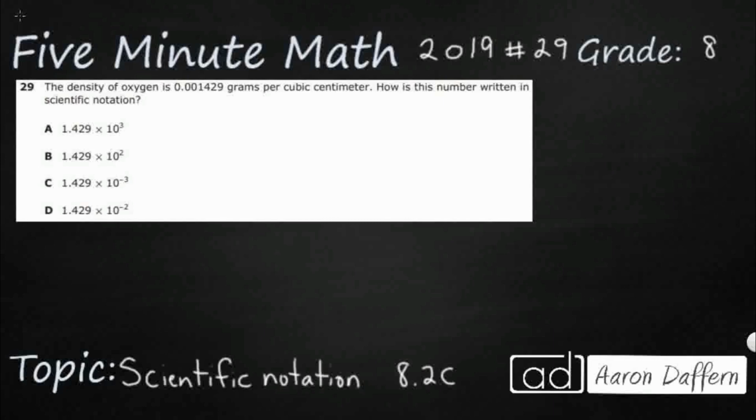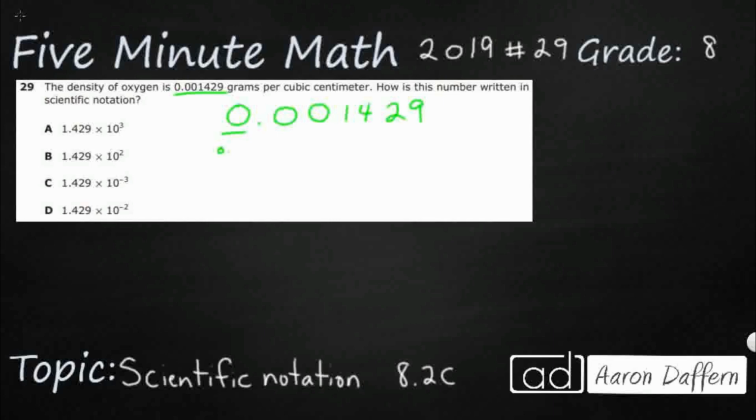So we are looking at the density of oxygen, and it's got a very, very small value: 0.001429 grams per cubic centimeter. So our question is, how do we write this in scientific notation? Because 0.001429 is not really the correct way to say it. It's kind of a difficult number. So let's first figure out exactly what this is, 0.001429, and then we'll see why scientific notation is a little bit easier.